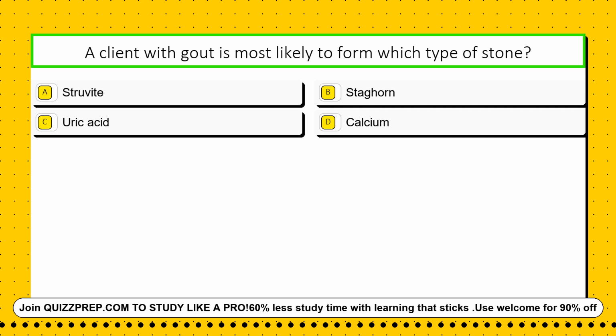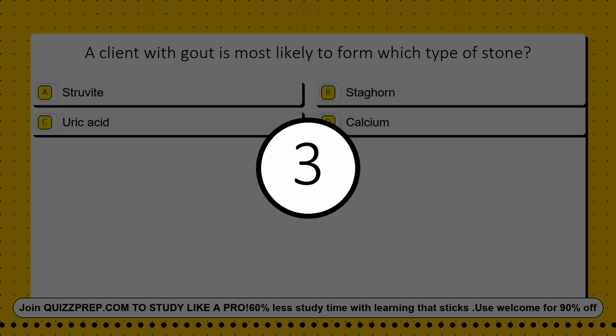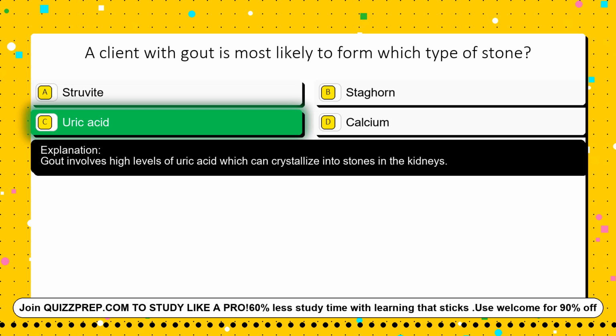Question 132. A client with gout is most likely to form which type of stone? Option A, struvite. Option B, staghorn. Option C, uric acid. Option D, calcium. The correct answer is option C, uric acid. Gout involves high levels of uric acid which can crystallize into stones in the kidneys.